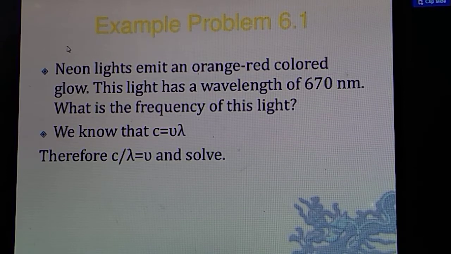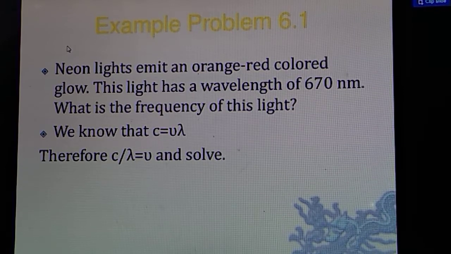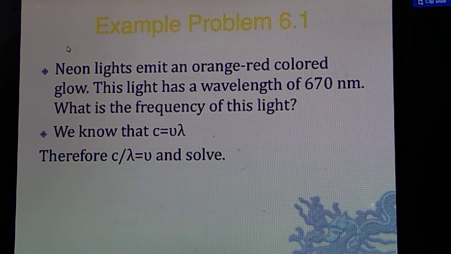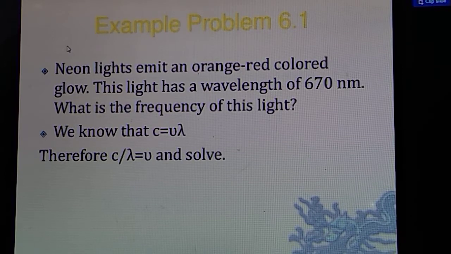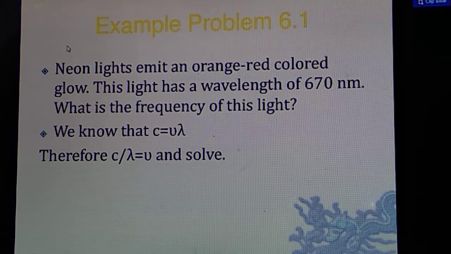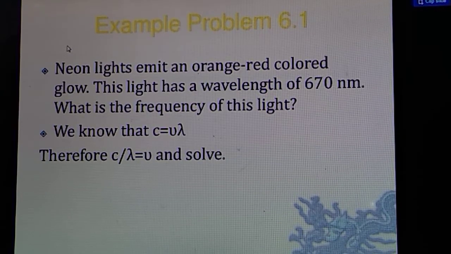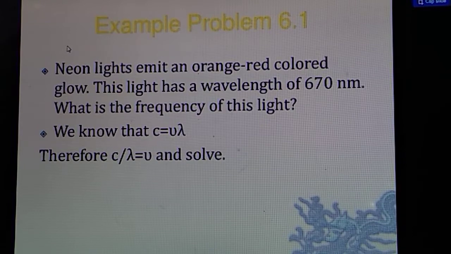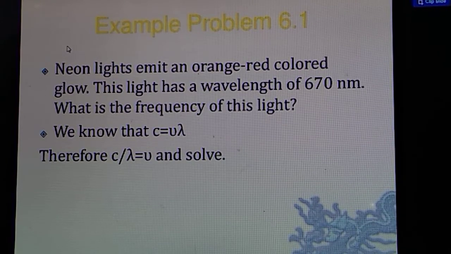Example problem 6.1. We know that c equal to lambda into nu. Therefore nu equal to c by lambda. The velocity of light is 3 into 10 to the power 8 meter per second. So put the value of c, and the lambda value is given as 670 nanometer, and 1 nanometer equal to 10 to the power minus 9 meter. So put the value 670 into 10 to the power minus 9 in place of lambda.